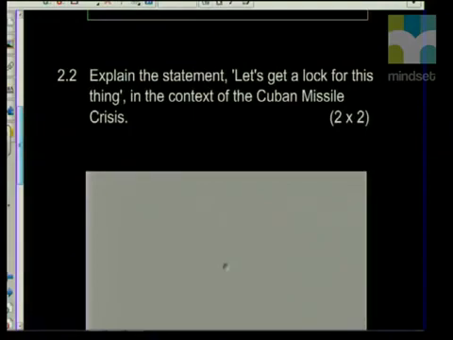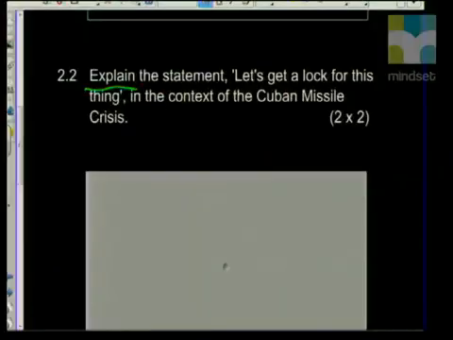I'm going to read that question again because it's very important. You are explaining, okay, that is where you need to bring in your own knowledge of the Cuban Missile Crisis, but using this cartoon. So explain the statement. We've already looked at the statement where they were saying, let's get a lock for this thing. They're trying to contain the nuclear war. They don't want it to come out of the box. And you're explaining the meaning of that statement in the context of the Cuban Missile Crisis.